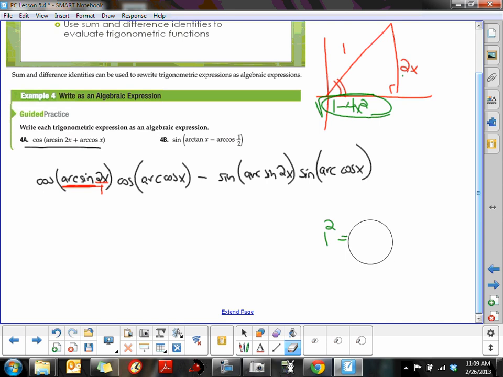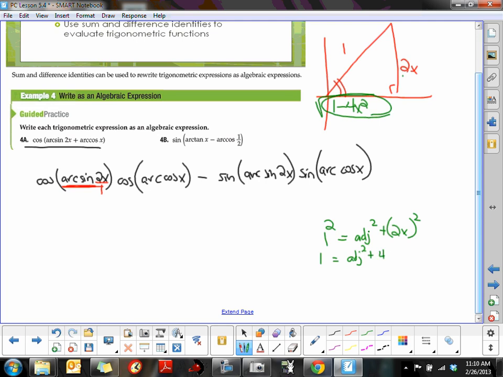Let's just say our adjacent leg squared plus 2x squared. So 1 squared is 1. We're going to find our adjacent leg squared by subtracting the 4x squared. That would give you your adjacent leg squared, but we just want the adjacent leg, so that's where the square root came in. So we're supposed to find the cosine of the angle whose sine value was 2x over 1. That is going to be the adjacent leg, which is the square root of 1 minus 4x squared, all over the hypotenuse, which is 1.